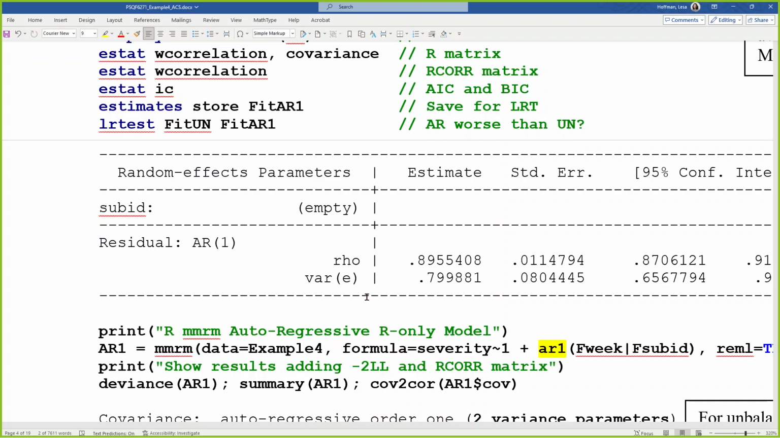So how can I compare autoregressive and compound symmetry if they're both 2 parameters? Can I use a likelihood ratio test? No, because there's no degrees of freedom. 2 minus 2 is 0, and there's no such thing as a chi-square of 0. It's not a thing. I can do AIC and BIC instead to decide between those because they're non-nested models. They're just 2 different kinds of correlation patterns that 2 parameters generate.